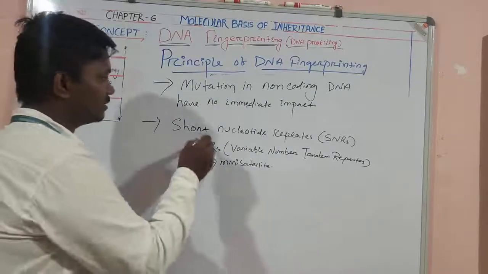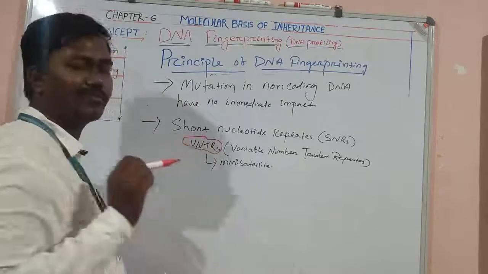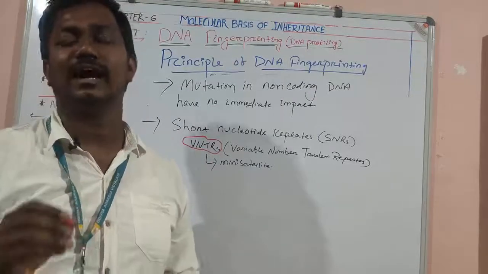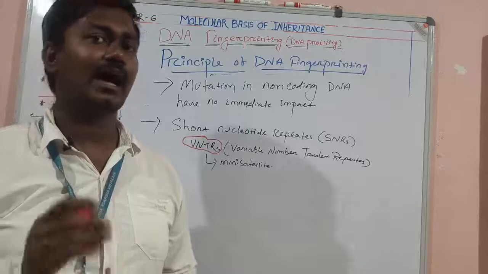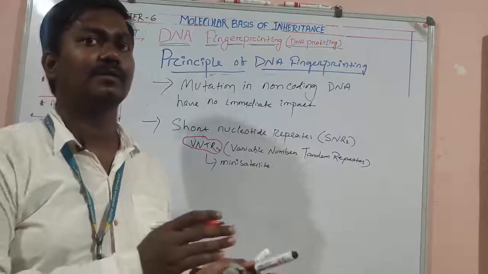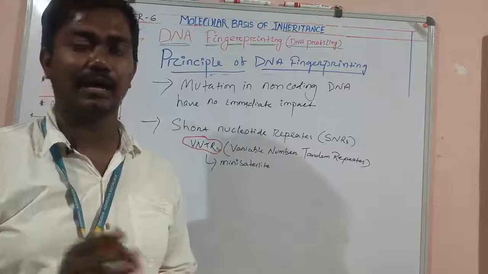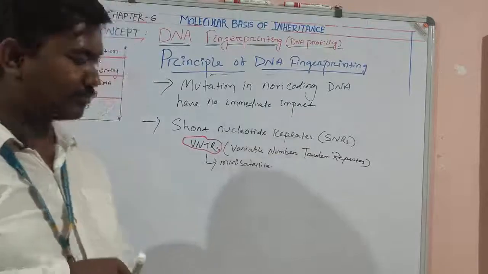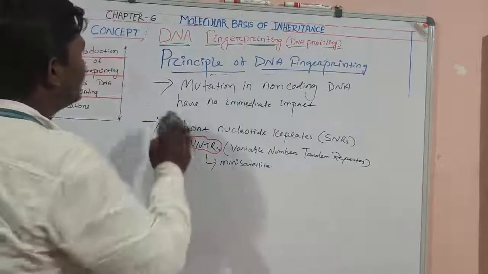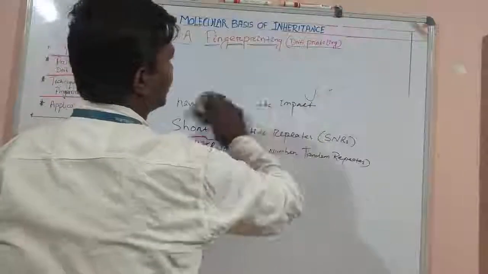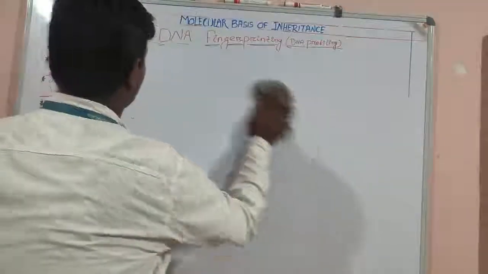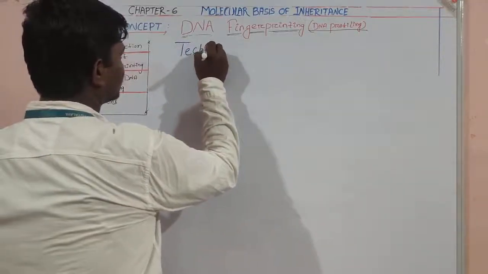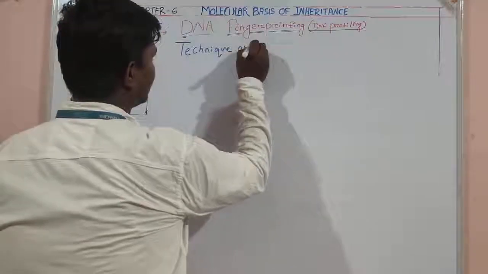The VNTRs are inherited from parents and act as genetic markers in personal identity tests. Half of the variants come from the mother and the other half from the father. Got it? Then come to the technique of DNA fingerprinting.